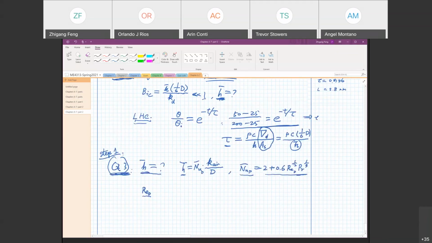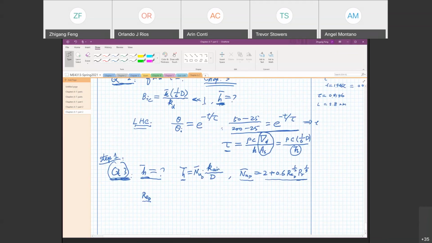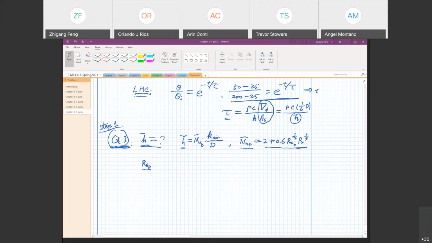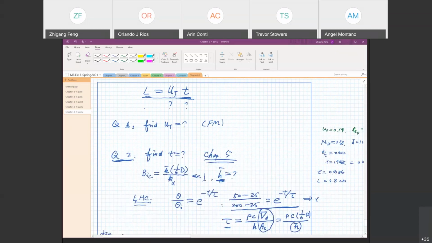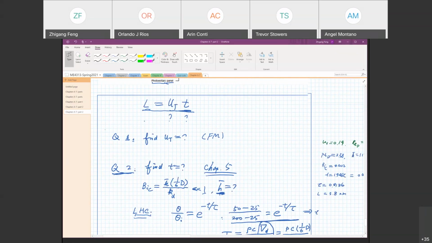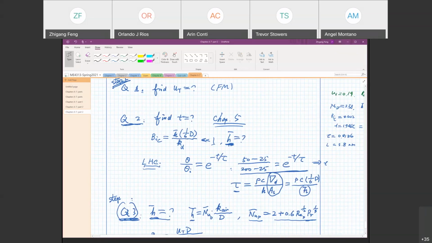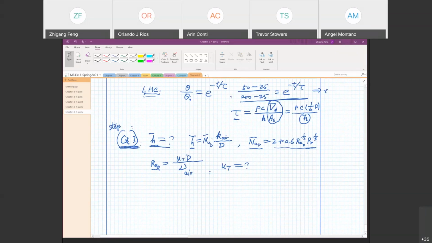Step 2, actually, in order to find the Reynolds number, what's missing here? What's missing? The terminal velocity. So this cannot be the first step. The first step actually is to find the terminal velocity. Okay, so let me take back what I said. This is step one, find the terminal velocity, because in order to calculate the Reynolds number, we have to know the terminal velocity.